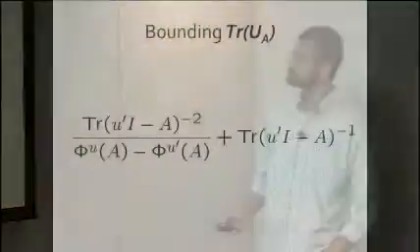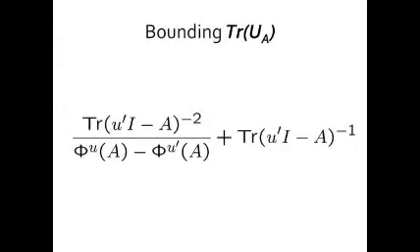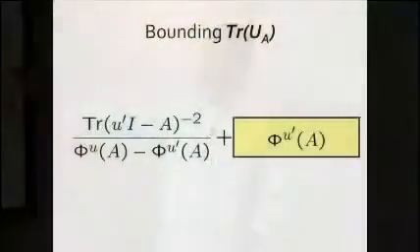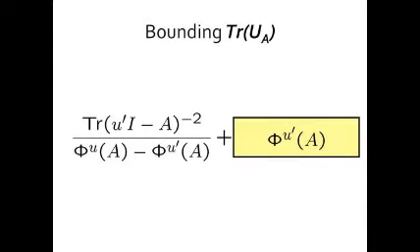Okay. So now let me look at this trace. This is what I had inside. So the trace is this thing. Well, the second term here is just the potential of A at the shifted barrier, right?